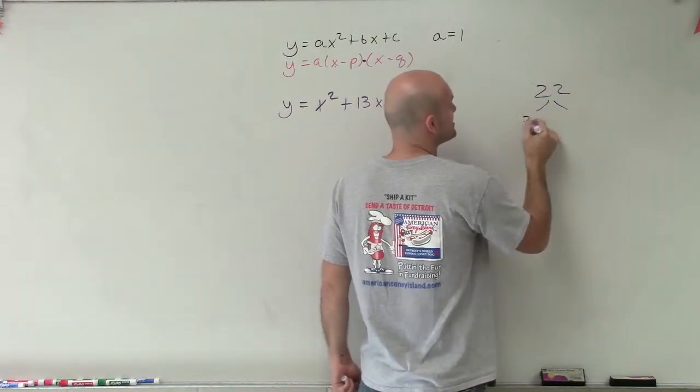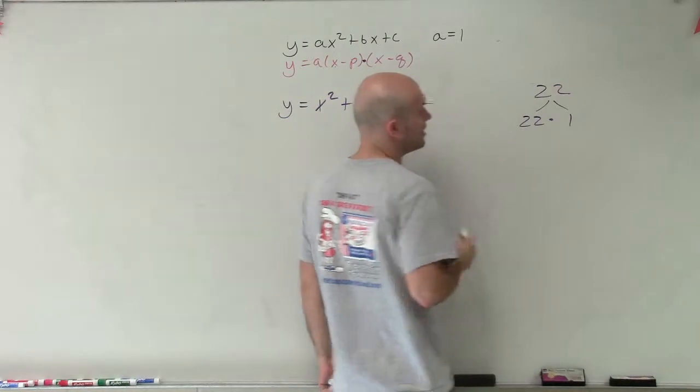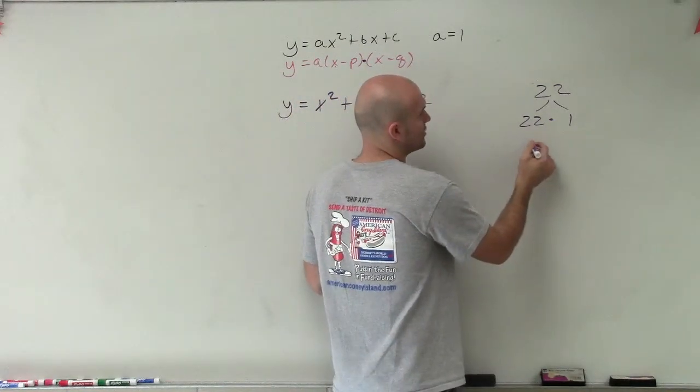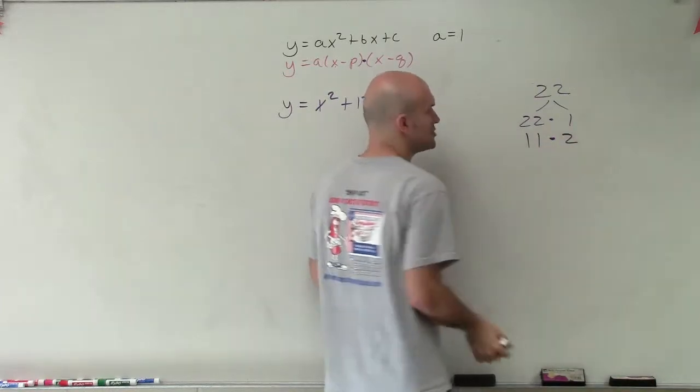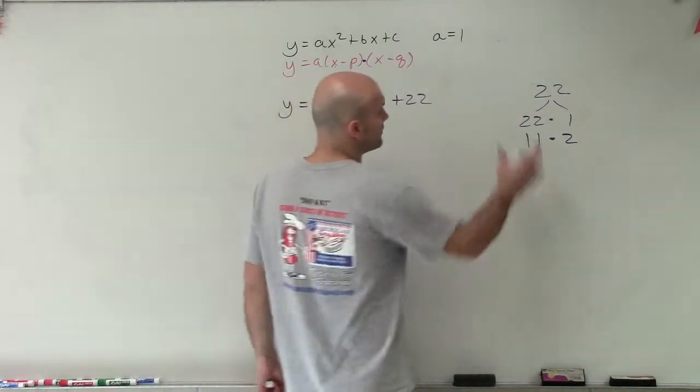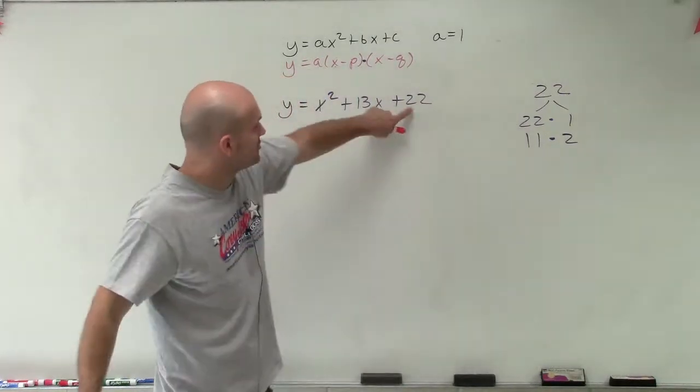And again, I'm not going to be concerned about if they're positive or negative, because I'll show you how that's going to work. 1 times 22, or 11 times 2. So those are the two factors that I know for 22. And now I look at this and I say they have to multiply to 22.